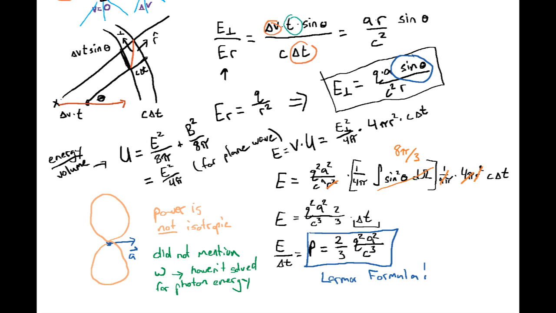But we do know that whatever the energy per photon is, that times the total number of photons emitted per second will add up to this total power given by the Larmor formula. And that's the Larmor formula.